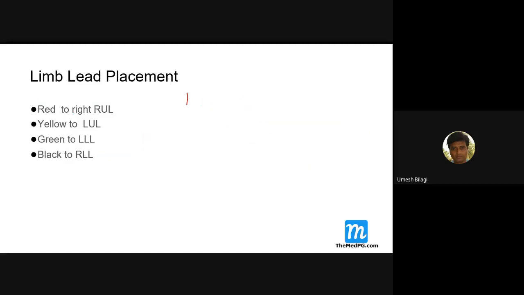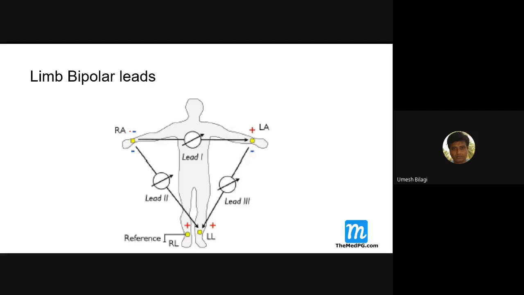These limb leads are color coded. The right upper limb is red. The left upper limb is yellow. The left lower limb is green, whereas black is for the right lower limb. This is the color coding for limb leads.